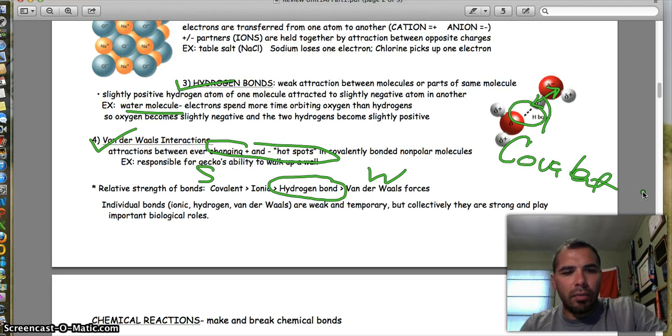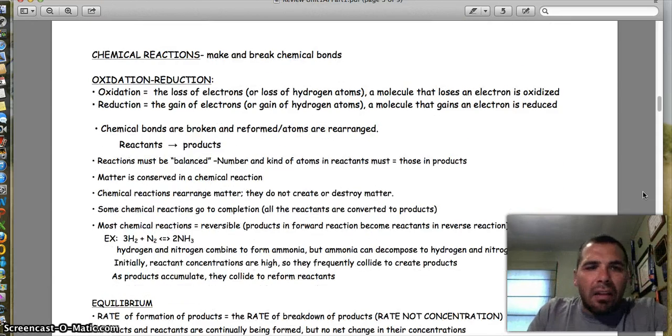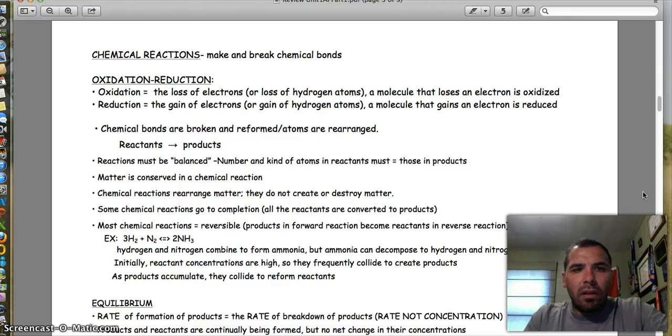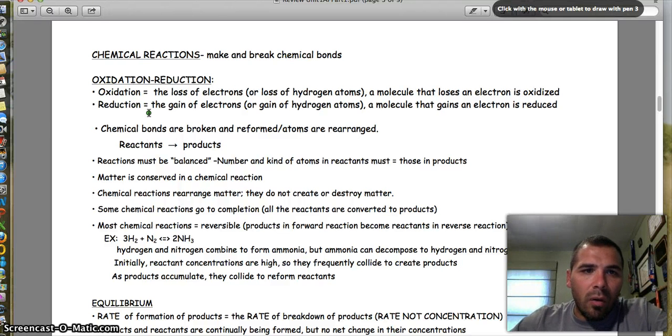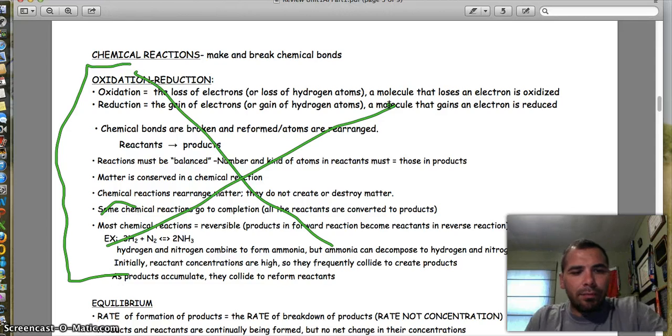Sorry about my handwriting, but this is easy to do. Chemical reactions. I'm not getting into oxidation reductions in this test, so we will come back to these a little bit later. So all of this stuff we're not going to worry about right now. Alright, so we can skip that.